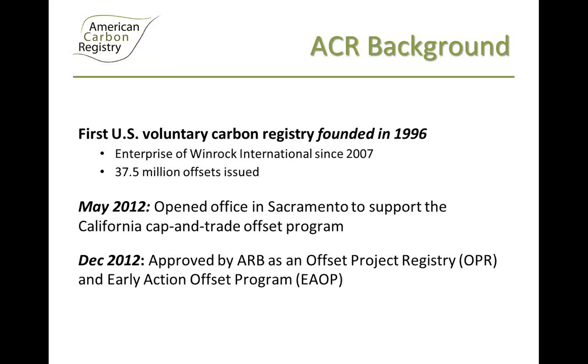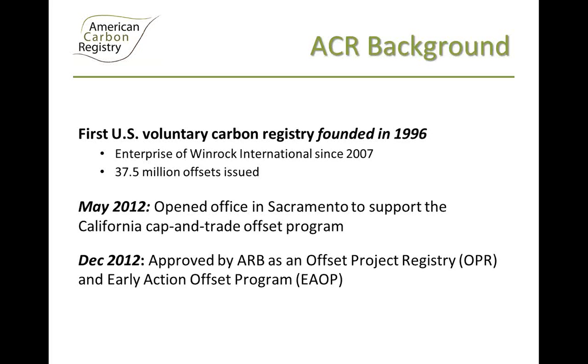And lastly, but most importantly to our conversation today, to support California's cap and trade market as an offset project registry and an early action offset program. To date, we've issued over 37 million offsets in the voluntary market. In May of 2012, we opened an office in Sacramento to support California's cap and trade program. We were approved by the Air Resources Board as an offset project registry and an early action offset project program in December of 2012. In this capacity, we list the projects that use the California compliance offset protocols.